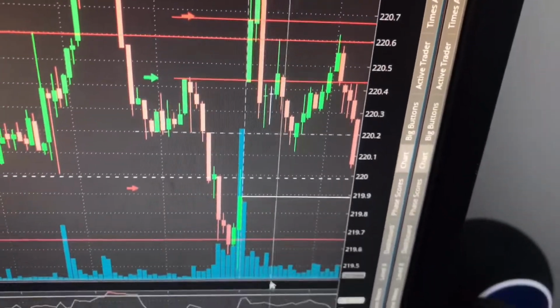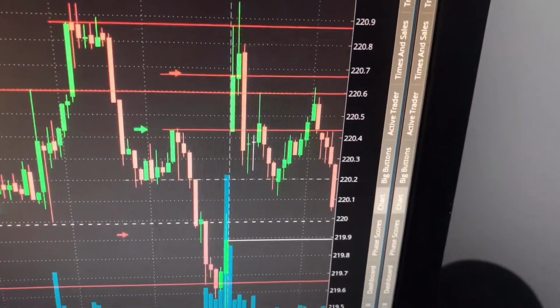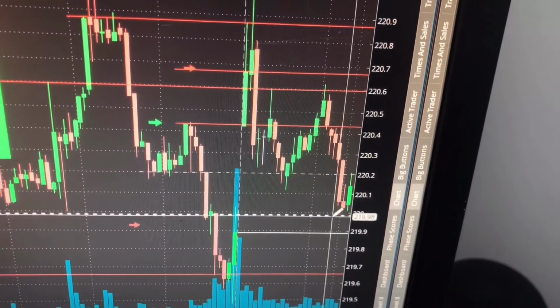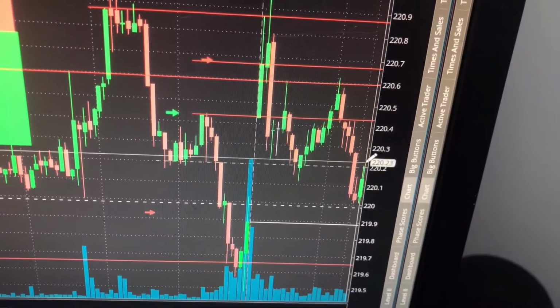All right. So here we go, you guys. Let's hit the next button right here. There we go. All right. Nice. It's looking like it's bouncing off these levels. Looking like it's definitely going to bounce. Okay, if it bounces, it's going to test that 220 area, which it did.